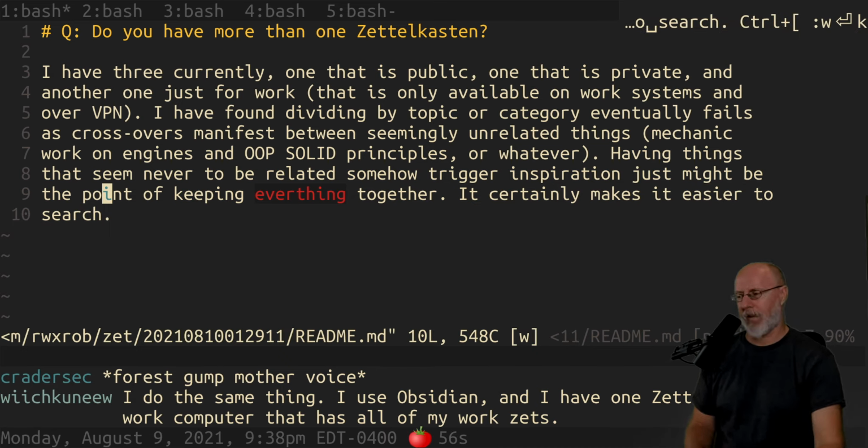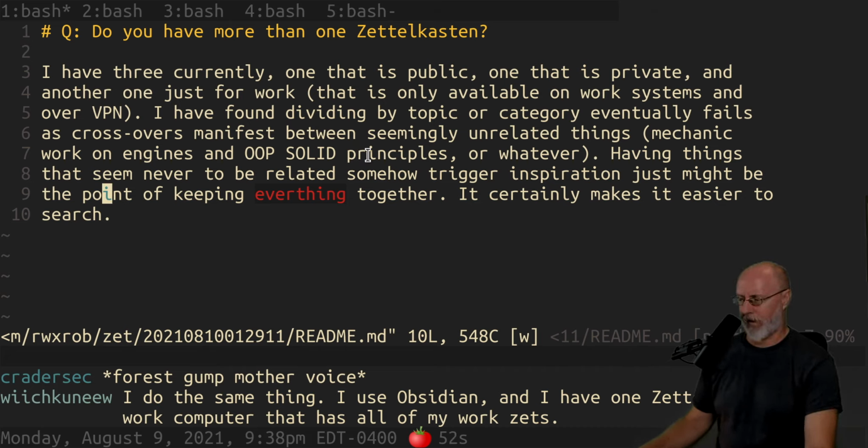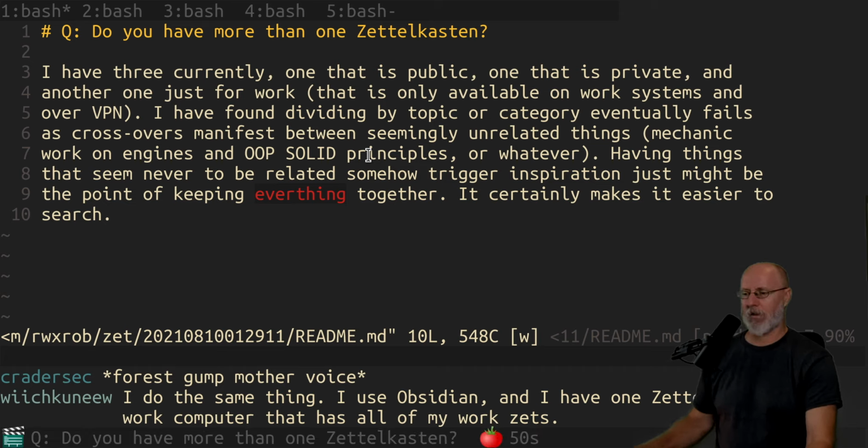Okay. Yeah. I don't like Obsidian only because it's proprietary, but one Zettelkasten on your computer that's fully works. That's nice.